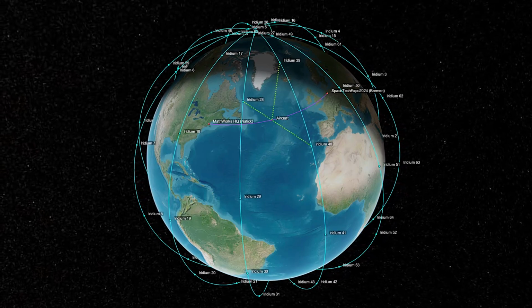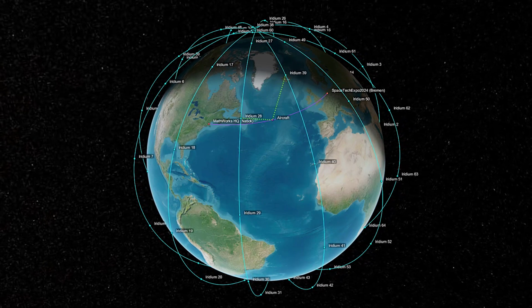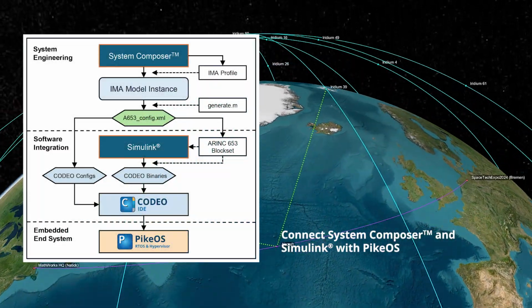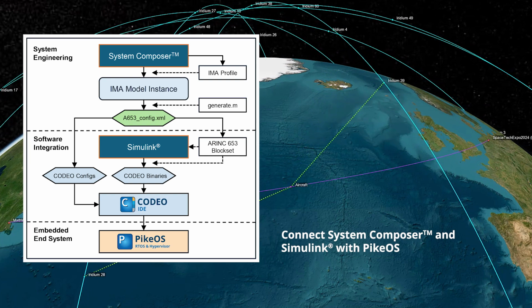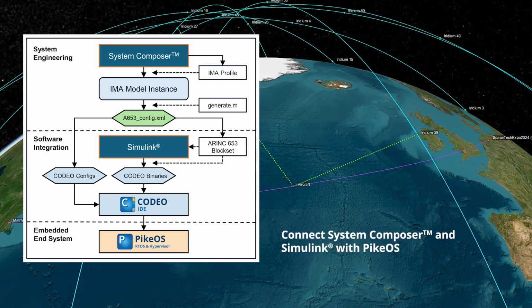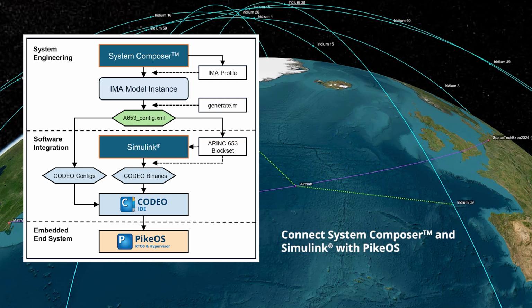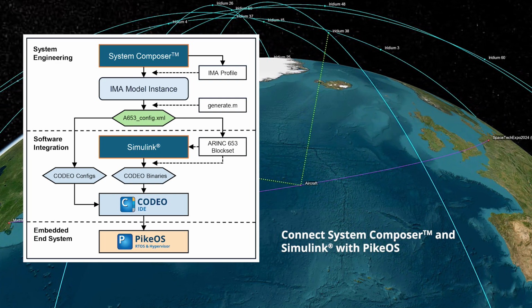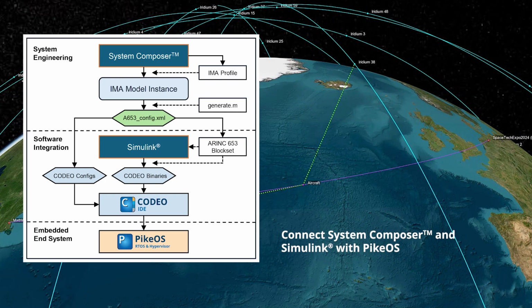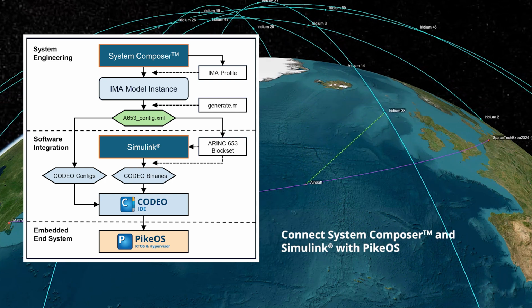Okay, today we're demonstrating the workflow developed to integrate the ARINC 653 block set from MathWorks into PikeOS. As a brief overview of the workflow, we'll firstly generate CODEO binaries from a Simulink model before creating CODEO configurations, which will ultimately be used to produce a PikeOS image.